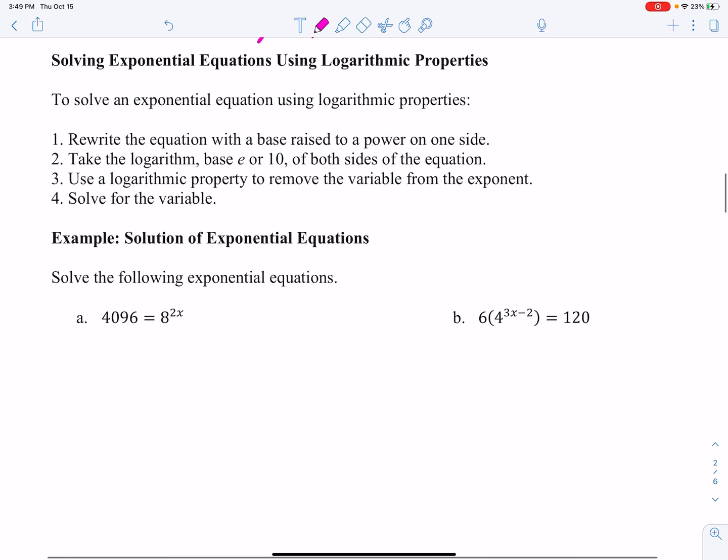All right, solving exponential equations using logarithmic properties. To solve an exponential equation using logarithmic properties, rewrite the equation with a base raised to a power on one side. Take the logarithm base e or 10, in other words natural log or log, of both sides of the equation. Use a logarithmic property to remove the variable from the exponent and solve for the variable. Okay, so this is what we're going to do.